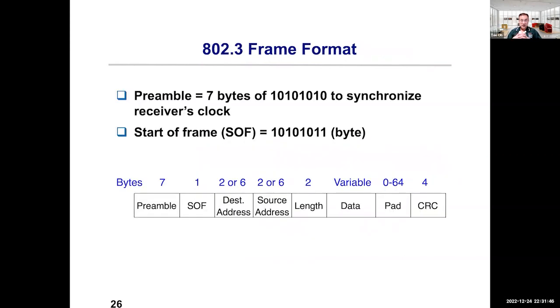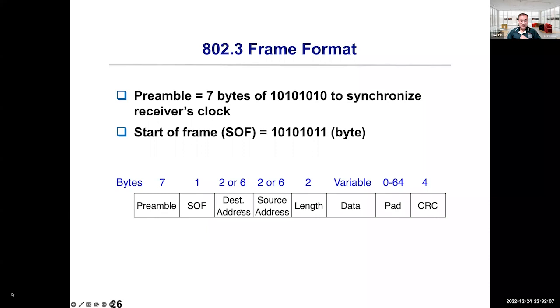Let's take a look at the 802.3 frame format. Preamble equals 7 bytes of 101010 to synchronize the receiver's clock. There's a receiver's clock it needs to synchronize. The start of frame is basically indicating that this is the start of the frame.